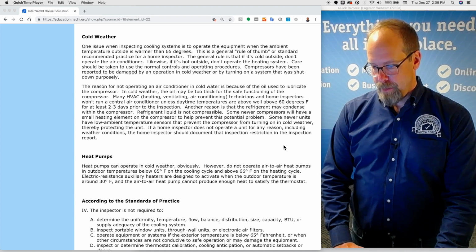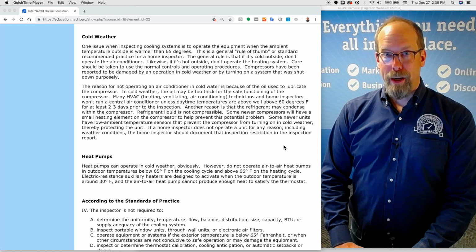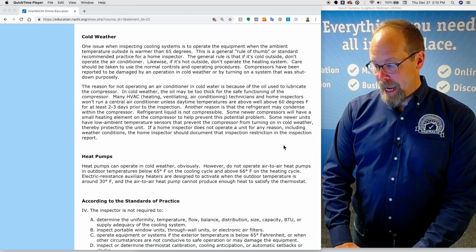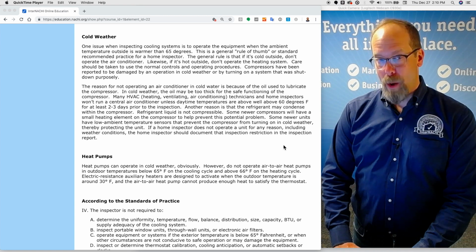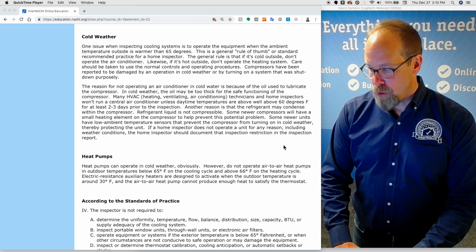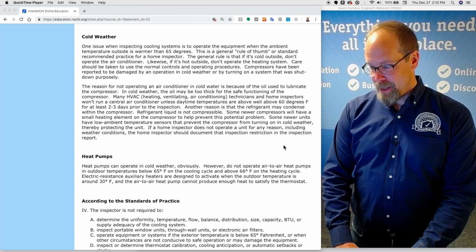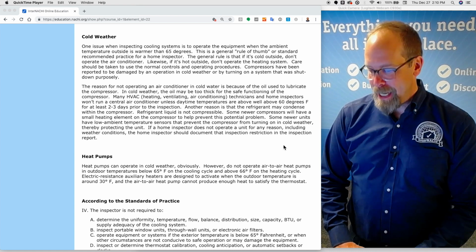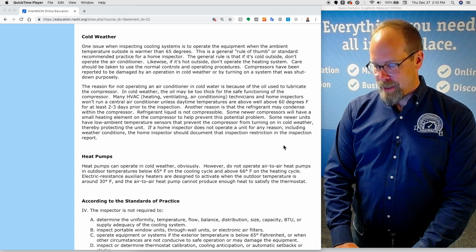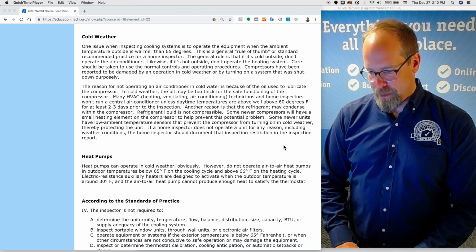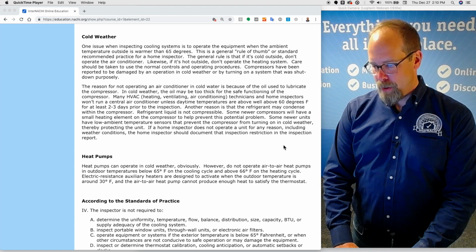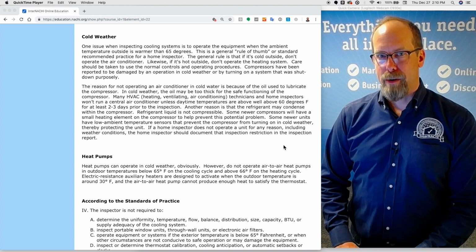Heat pumps. Heat pumps operate in cold weather, obviously. However, do not operate an air-to-air heat pump when the outdoor temperature is below 65 degrees Fahrenheit on the cooling cycle and above 66 degrees Fahrenheit on the heating cycle. Electric resistance auxiliary heaters are designed to activate when the outdoor temperature is around 30 degrees Fahrenheit, and the air-to-air heat pump cannot produce enough heat to satisfy the thermostat.